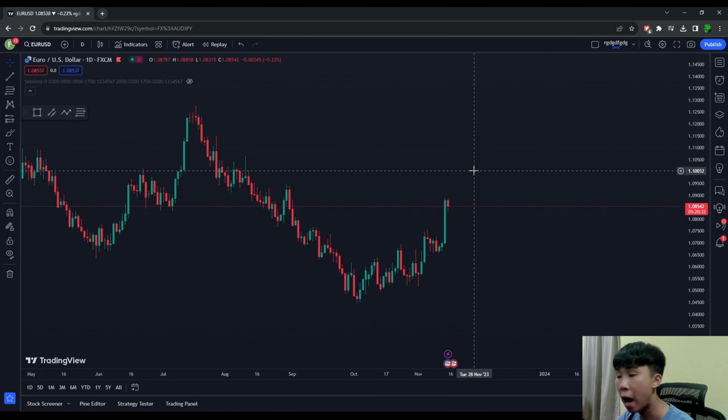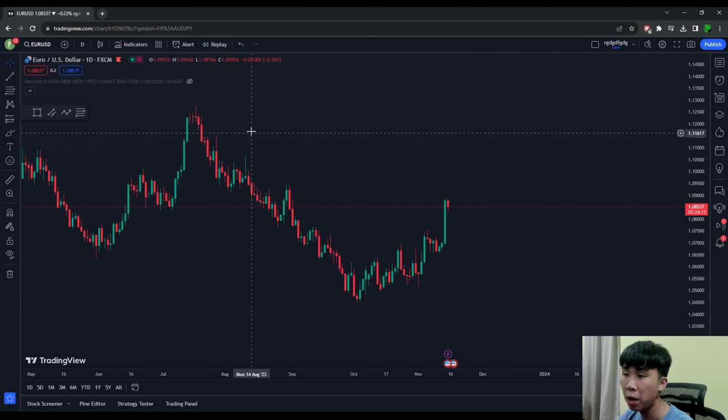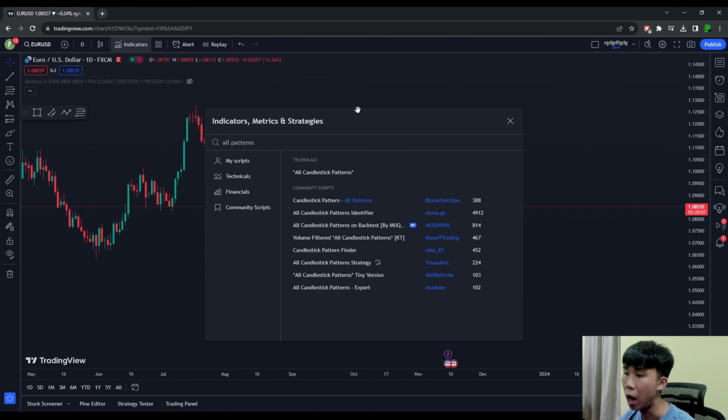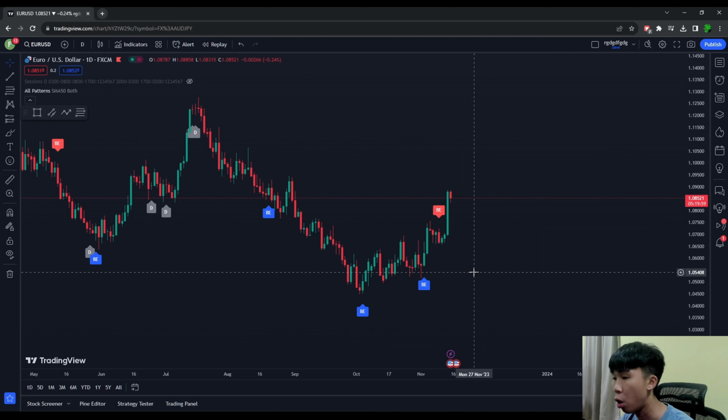So I'm going to share everyone a very useful indicator here. I'm sure some of you are beginners and you are not sure if the pattern that you have identified is correct or not. So I'm going to recommend using this indicator to assist you in finding those candlestick patterns. Right here we have TradingView. You have to head over to indicators, type in all patterns, and you're going to choose the first one under technicals, all candlestick patterns. Press it and you see there's something that appears onto your chart. This indicator automatically plots your candlestick patterns for you.